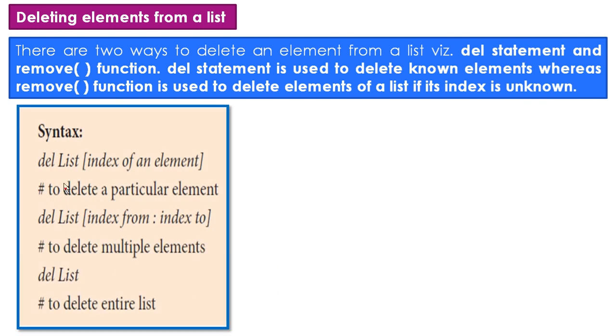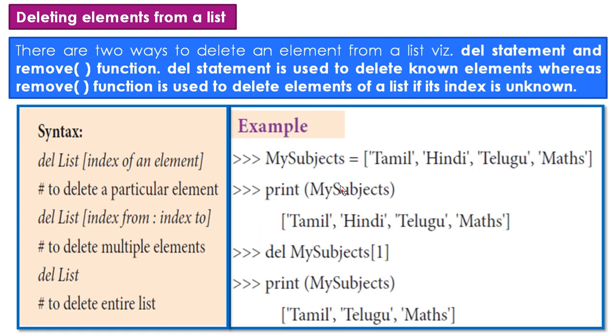Here is an example for the delete function. del list[index] deletes the element at that particular index. del list[index1:index2] gives a range of values to delete multiple elements. This statement is used to delete multiple elements. del list means to delete the entire list. Here is the example for the delete function.